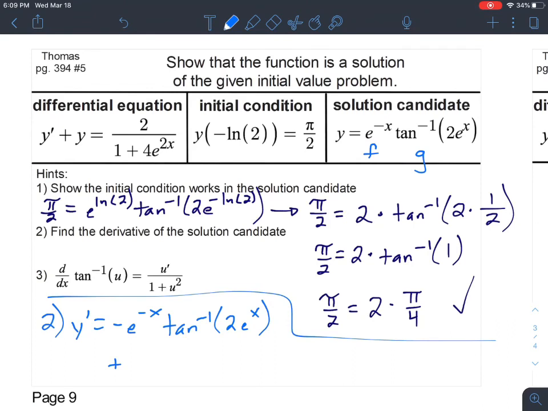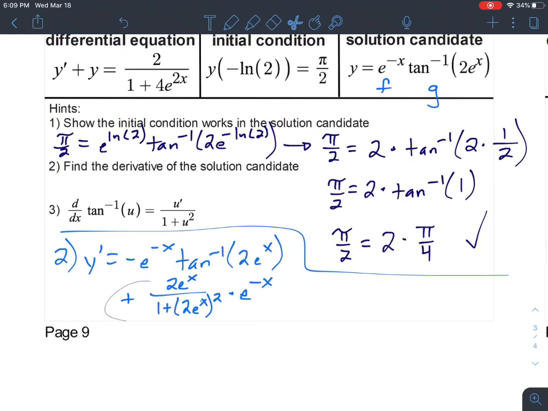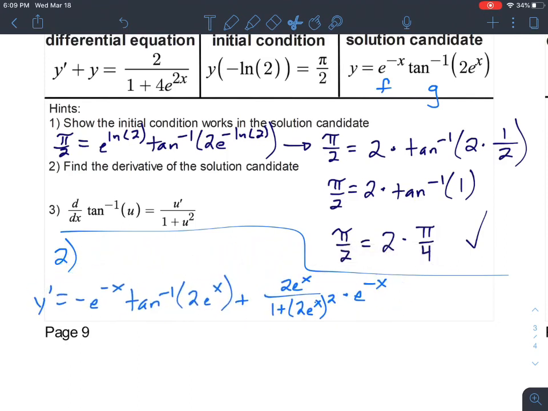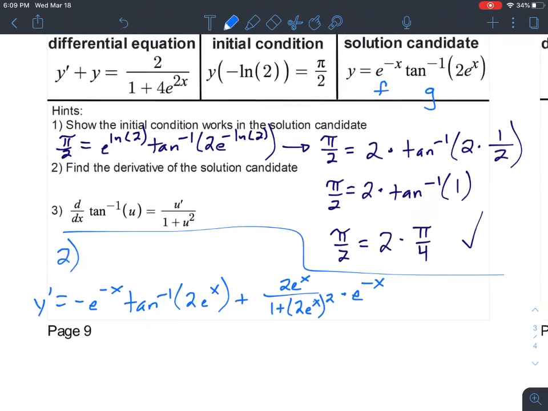And then the second part we need to add, and g prime is going to be, we need the bottom 1 plus, that's 2e to the x squared. And then up on the top, we need the derivative of 2e to the x, which is just 2e to the x. And then we need to multiply by the f function e to the negative x. So that part's a little messy there. I'm going to go ahead and move things around so it's a little cleaner. Okay.